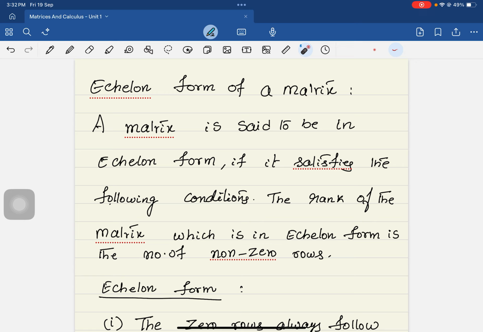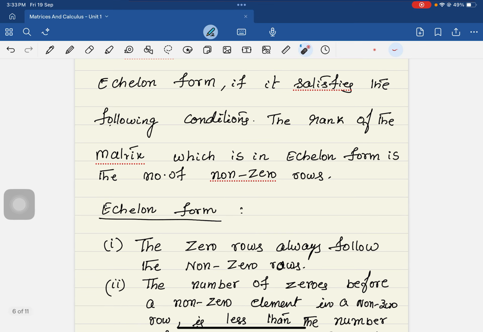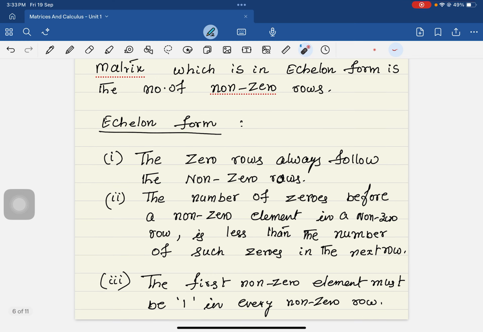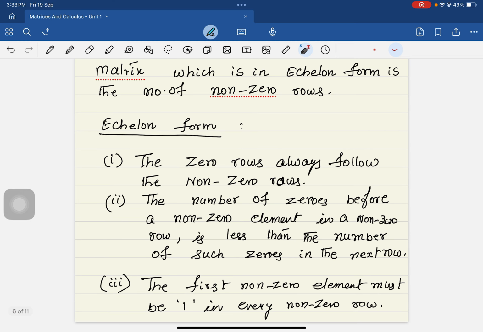Just see that video, you can understand how to find out the rank of a matrix by just finding out the minor, and whatever the order of the minor becomes the rank of the matrix. So now when you say that the matrix is in the echelon form, it satisfies so and so conditions, the conditions are here. And what do you mean by the rank? It means the number of non-zero rows is the rank of the matrix when the matrix is reduced into the echelon form.